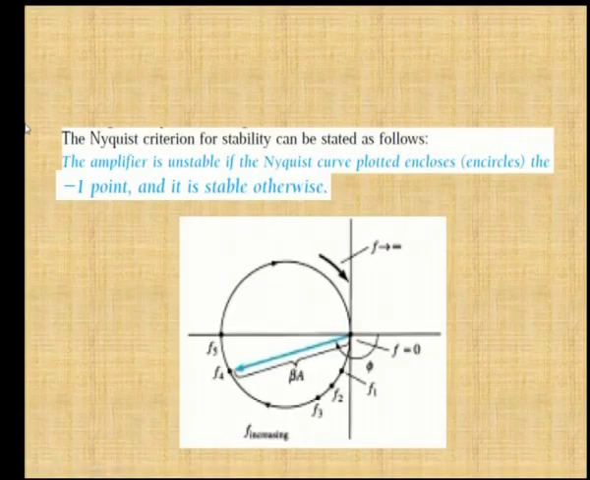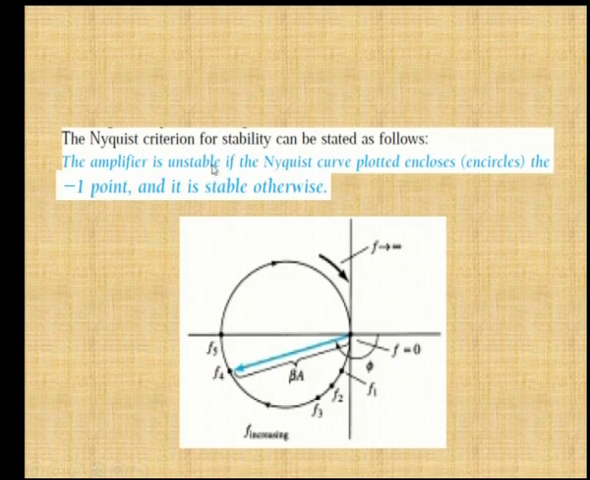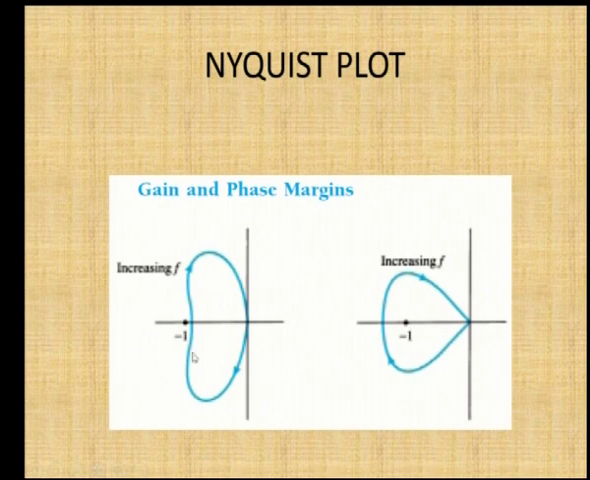Nyquist criteria for stability can be stated as: the amplifier is unstable if the Nyquist curve plotted encloses or encircles the minus 1 point, and it is stable otherwise. What does it mean? If this curve does not encircle this minus 1, then it is stable. If it encircles this minus 1, it is unstable. That is what it means. That is the Nyquist criteria. The amplifier is unstable if the curve encloses the minus 1 point and it is stable otherwise. So, this is the unstable curve and this is the stable curve. And what is this minus 1 point? This minus 1 point is beta A value of minus 1 and phase angle of 180 degree. This is the minus 1 point.